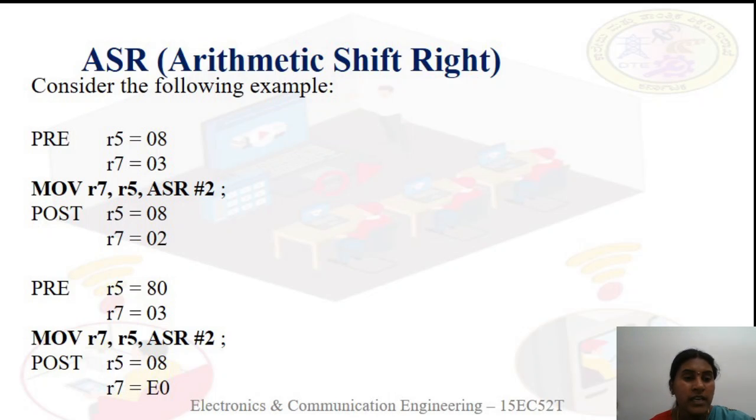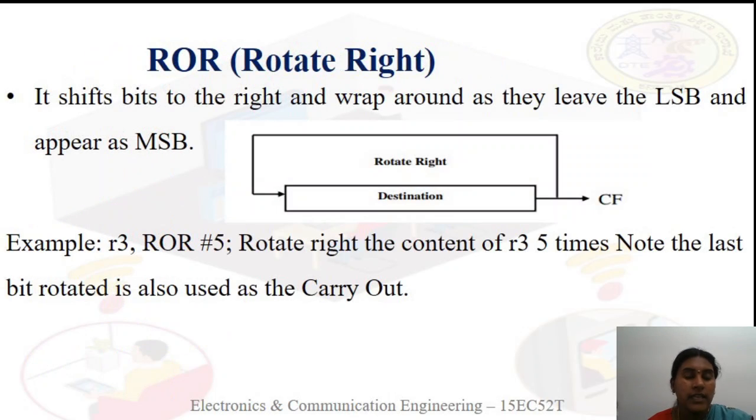Okay. So the first time, 80 means 1000 0000. For the first shift, the answer will be 1100 0000. For the next time it will be 1110 0000. So the answer will be E0. You check that one.